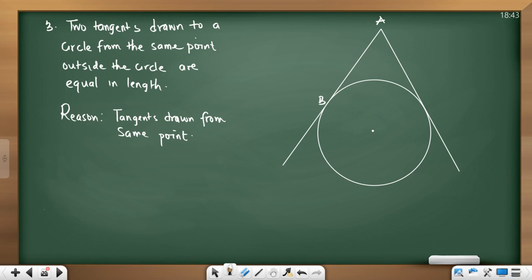A, B, C, D, and E. What we are saying is AB is equal to AD. Just that part. Tangents drawn from the same point. This is very important as well. So this is our third theorem on tangents.